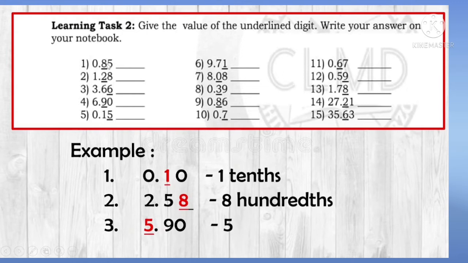Ano ang value ng 8? 2, 6, 9, 5, 1, 0, 3, 8, and 7, 6, 9, 8, 2, and 6. So, dadagdagan nyo lamang po ng tenths or hundredths ang mga naka-underline. Okay? Dito, say for example, number 1, 0.85. So, yung 8 ay nasa tenths. So, the answer is 8 tenths. Okay? So, these are the example.